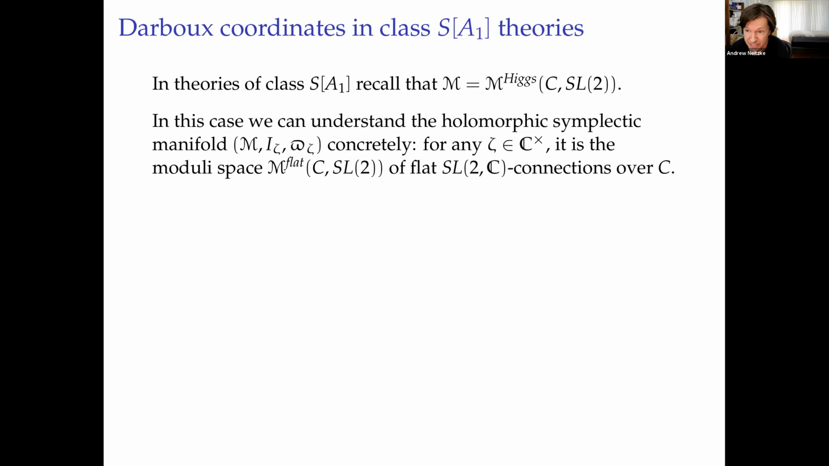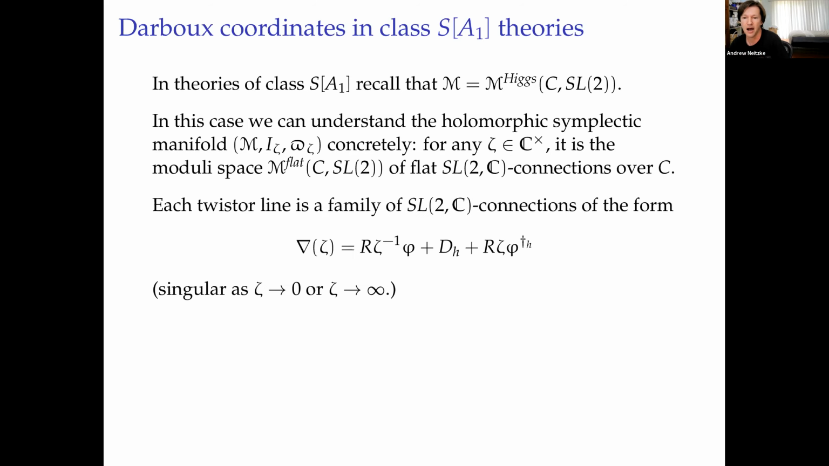So for any zeta in C star, this moduli space is holomorphically identified with the moduli space of flat SL2C connections over the curve. What that means is that each one of the twistor lines, those lines I drew cutting through the twistor space, corresponds to some one-parameter family of SL2C connections. For each value of zeta, you get an SL2C connection.